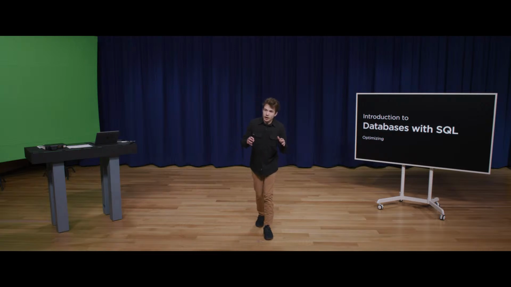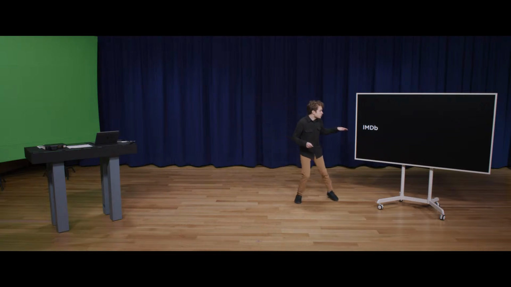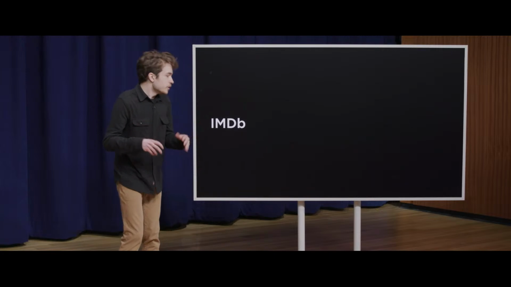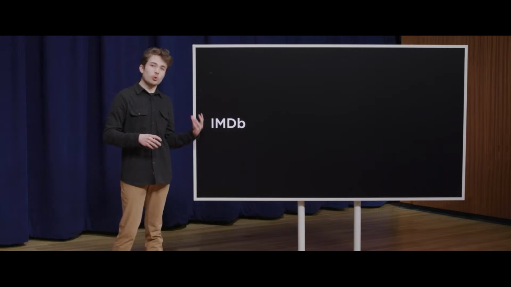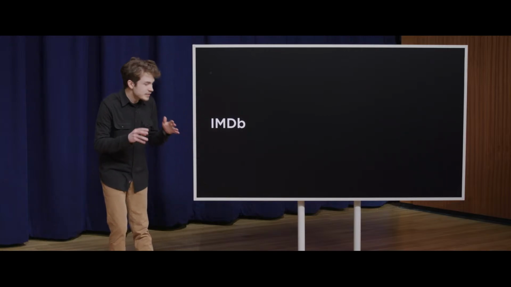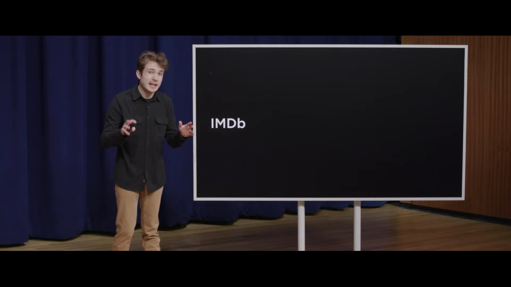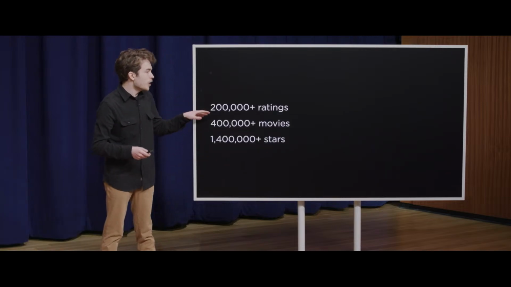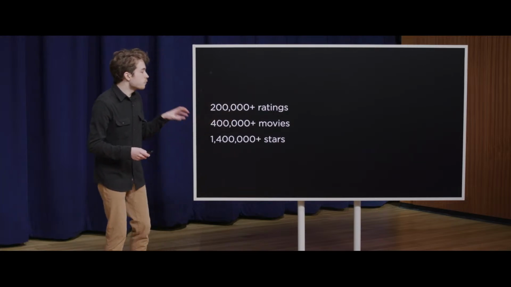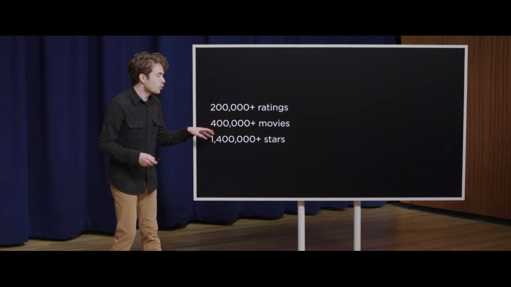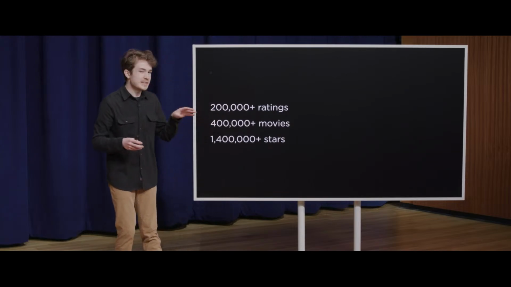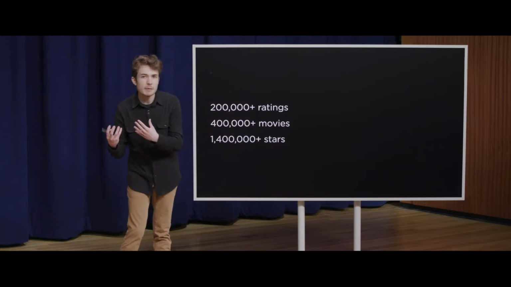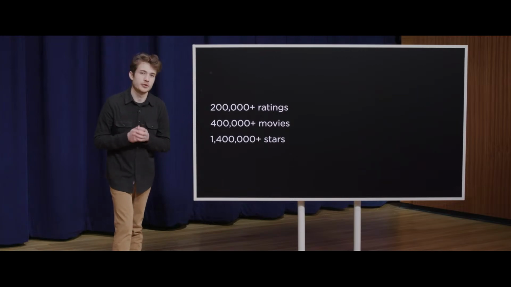Now, we'll do all of this in the context of a new database, this one the Internet Movies Database, or IMDb for short. If you've been to imdb.com, you may have seen this whole big database of movies, and we've compiled that into our very own SQLite database for us today. Now, this database is big. It is much bigger than anything we've seen so far. In fact, it has over 200,000 movie ratings, over 400,000 movies, and 1.4 million stars, or people who have acted in some movie. And the goal of this database is to represent movies, the people in them, and the average ratings for each of those movies.